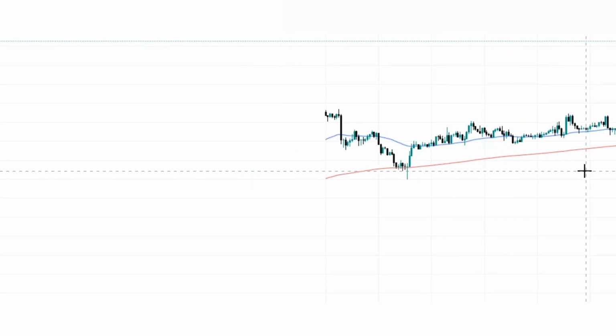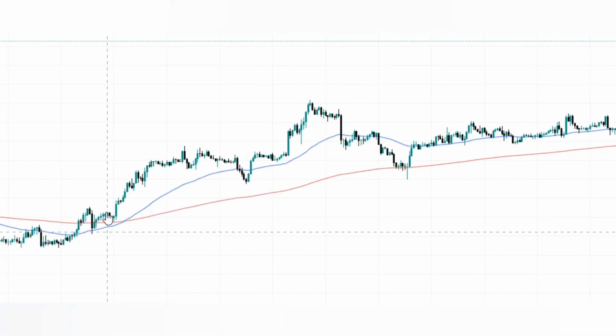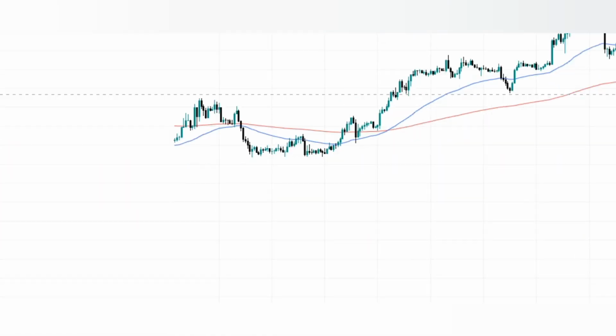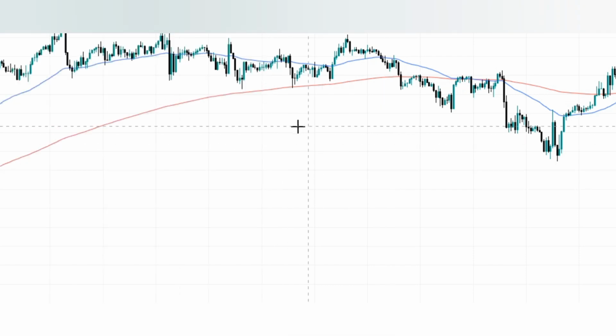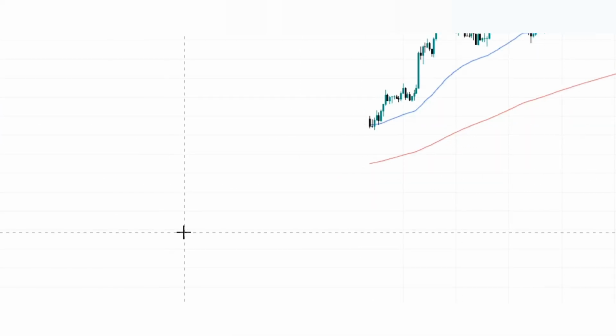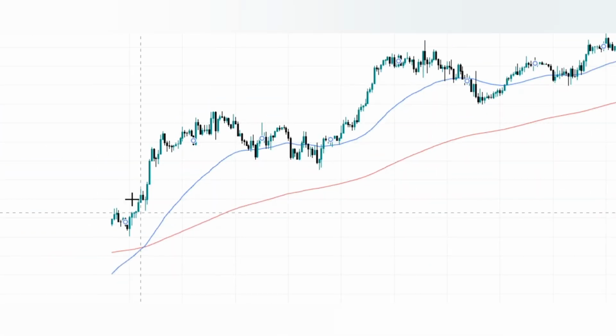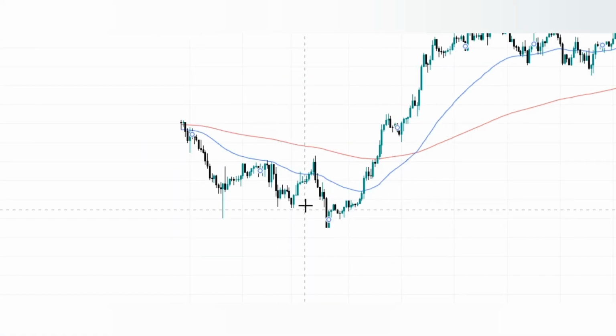So uptrend, and when the market is above these moving averages, it will be an uptrend, right? It will just move above that, right? And if it is below, it will be a downtrend, right? So all this, it was just an uptrend.